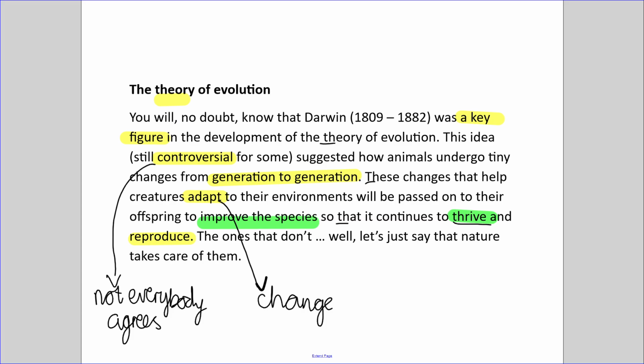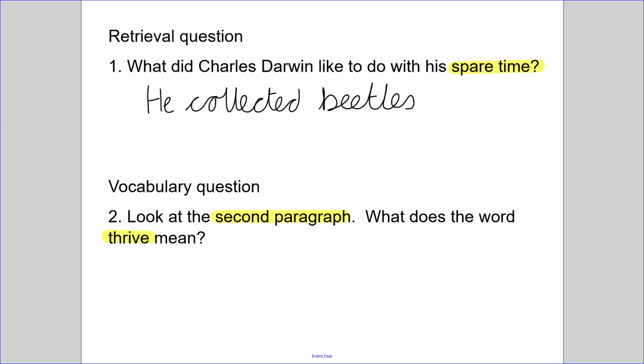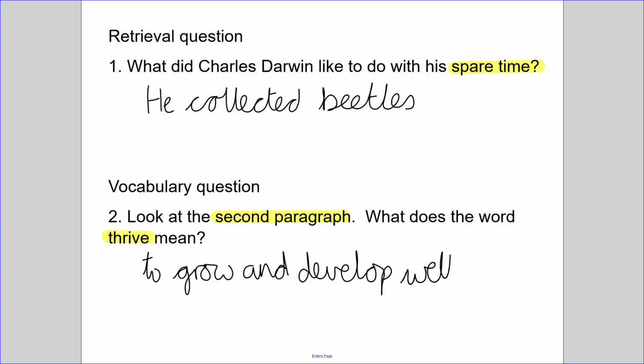So let's have a look. How could I explain that in my answer? So swap to my pen. Here we go. So what does the word thrive mean? I don't need to write it as a full sentence. I can just say to grow and develop well. Okay, and then that's it. That's the answer.